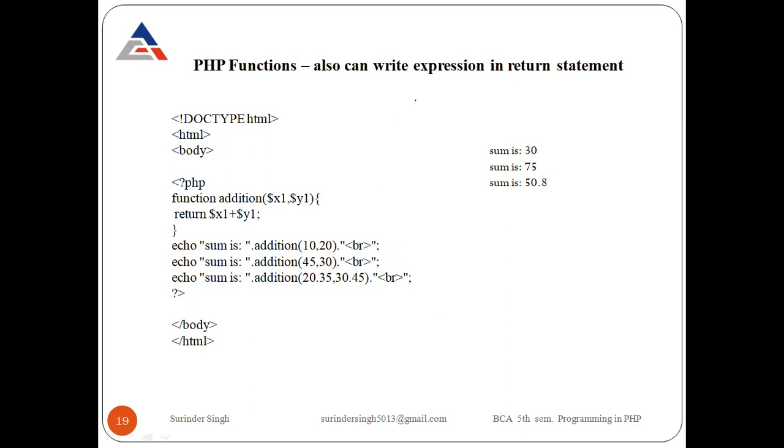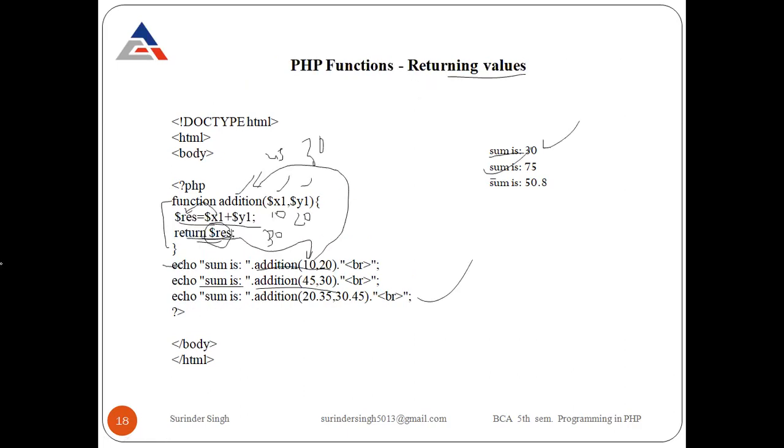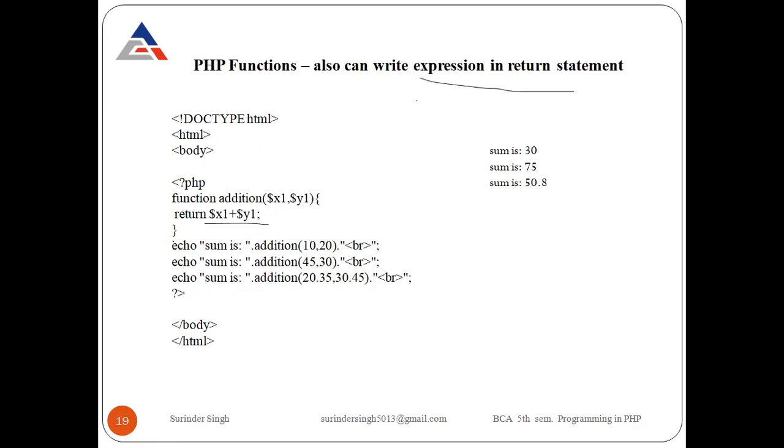Now we can also write expressions in the return statement. Like here in this example we are using a third variable result for storing the addition. Okay, but in this example we are using only an expression in the return statement. We are not using a third variable. We are directly adding x1 and y1 and returning back from where it is called. From where it is called, from here.